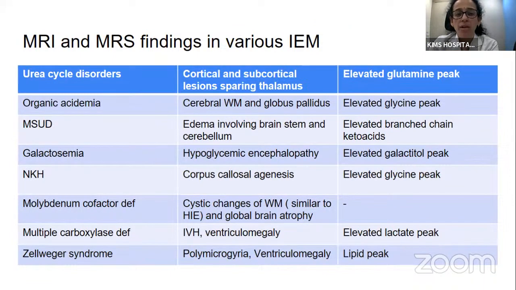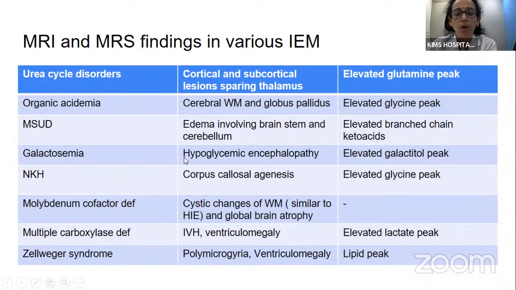So coming to the common MRI and MRS findings in various inborn errors of metabolism. In urea cycle disorders, there will be cortical and subcortical lesions which spare the thalamus, and in MRS there will be elevated glutamine peak. In organic acidemias, there will be cerebral white matter and globus pallidus changes with elevated glycine peak. In MSUD, there will be edema involving the brainstem as well as cerebellum, as well as vasogenic edema, and elevated branched chain keto acids.